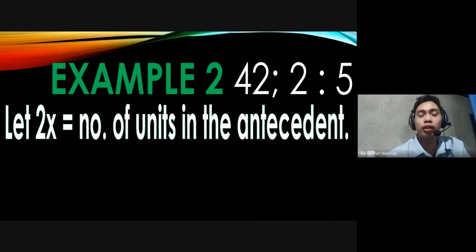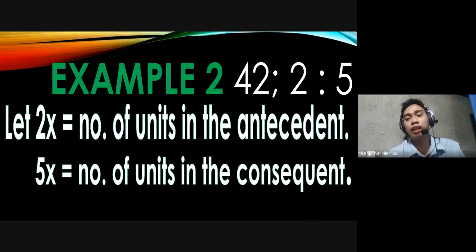42 as our base, and our ratio will be 2:5. So here in this problem, 2 units in the first part, while 5 units in the second. Therefore, there must be 7 units every time two amounts are taken out. So let's simply assume that 2x will be the number of units in the antecedent, and 5x will be the number of units in the consequent, or the denominator rather. So 2x and 5x simply came from 2:5. No more confusion about that.